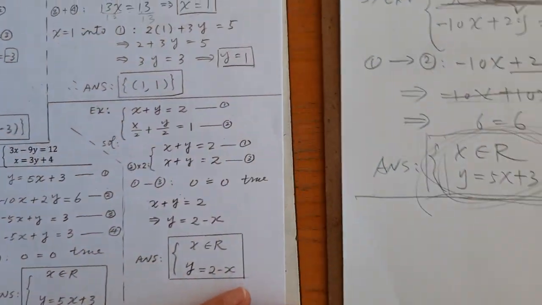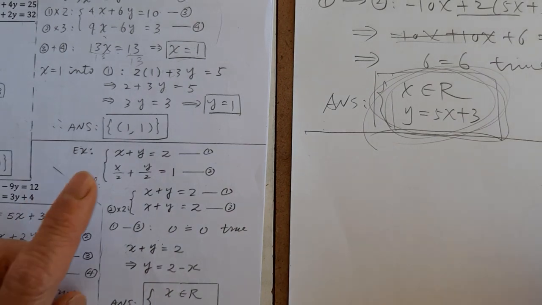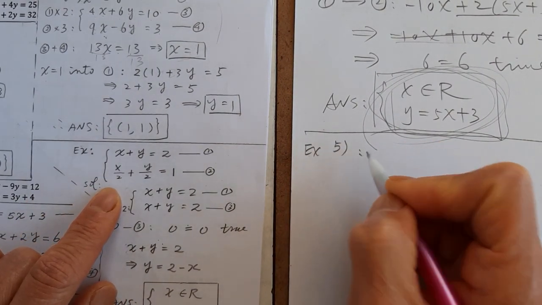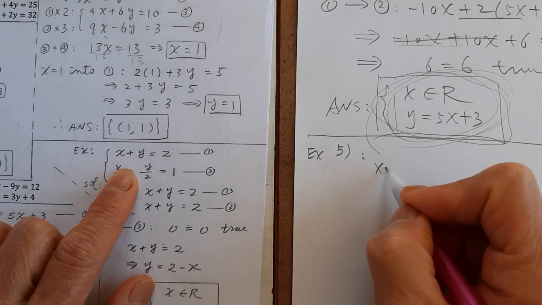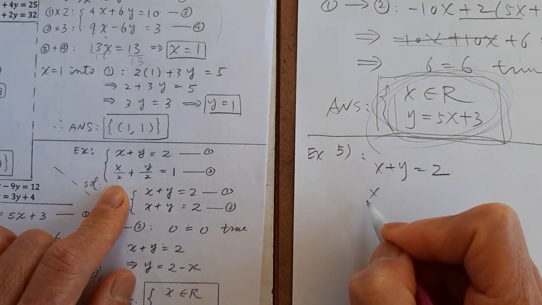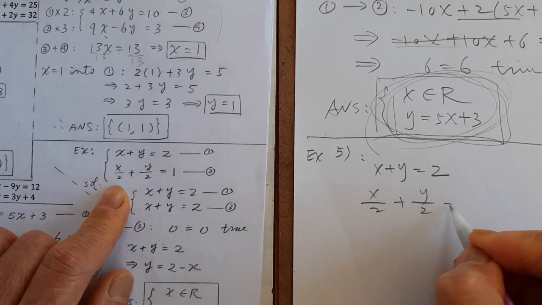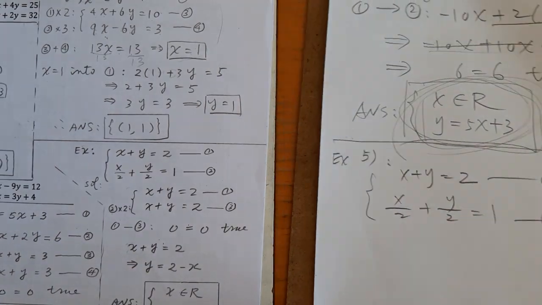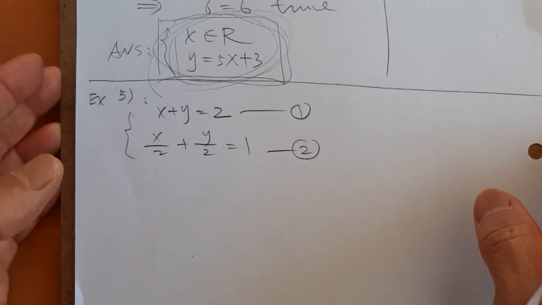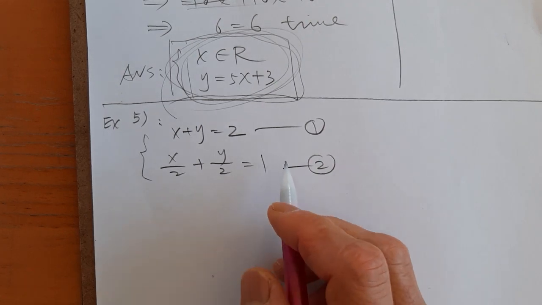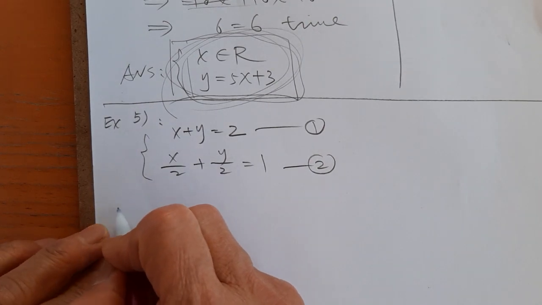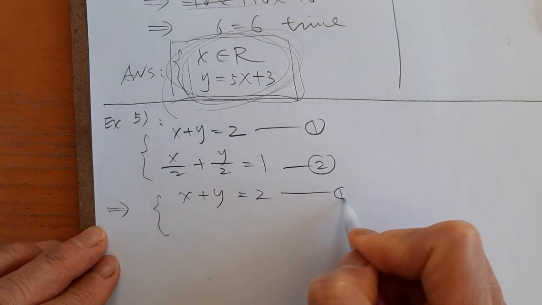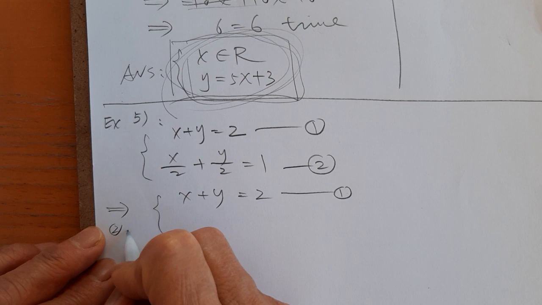Then another example, this one. Another example. This is still question 5. It's x plus y equal to 2, and x over 2 plus y over 2 equal 1. That's the first equation and the second equation of a linear system. And for this one, you can multiply the second equation by 2. The first equation is still x plus y equal 2.